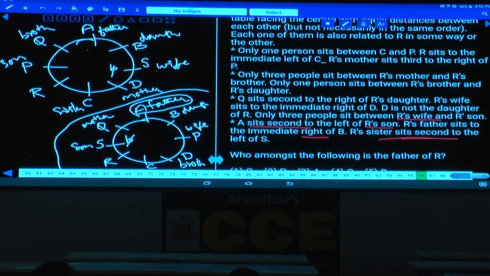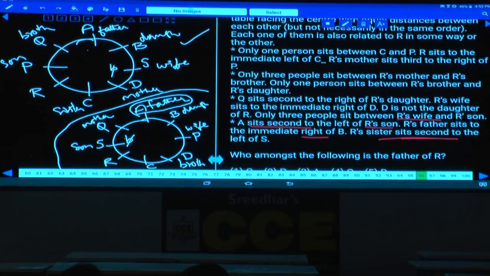Till that time, both the cases are valid. Hence, what is the final order here? Now the first one is the final order: C, R, P, Q, A, B, S, D. And the relations are: C is the sister, P is the son, Q is the brother, A the father, B the daughter, S the wife, and D is the mother. Done with this? Now this is about question numbers 96 to 100.